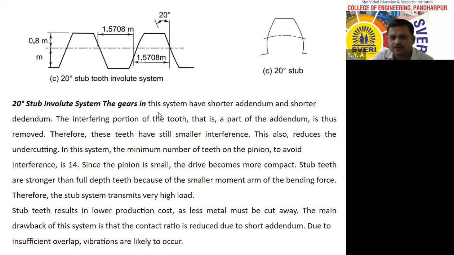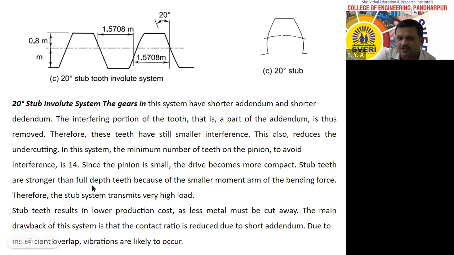Therefore, in the 20-degree stub involute system, the gears have shorter addendum and shorter dedendum. The interfering portion of the tooth, that is a part of the addendum, is thus removed. Therefore, these teeth have still smaller interference. This also reduces the undercutting. In this system, the minimum number of teeth on the pinion to avoid interference is 14. Since the pinion is small, the drive becomes more compact.